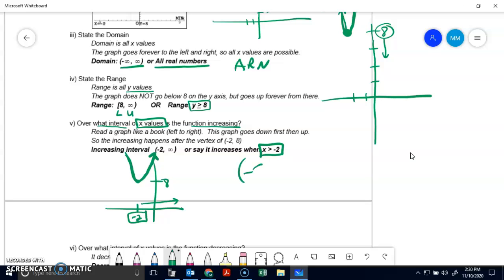Or I could say negative 2 comma infinity. From negative 2 to infinity. From this x value of negative 2 to infinity, from here onwards, it's always going to be going up. It's not like it ever turns back down or anything. It's going to be increasing or going up forever.